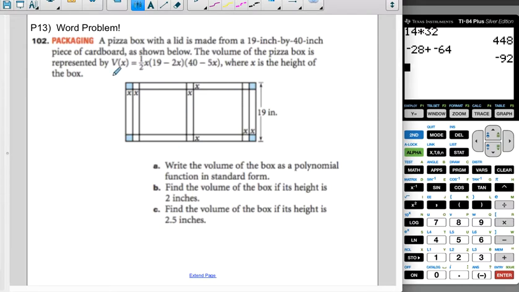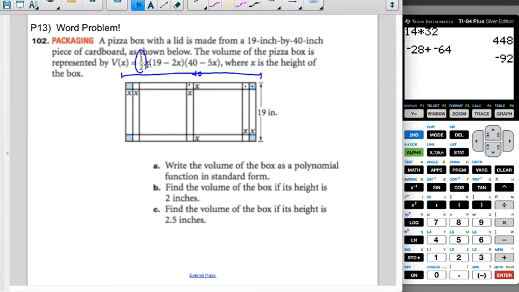The volume of the box is represented by 1/2 x times (19 minus 2x) times (40 minus 5x), where x is the height of the box. And you can see, this is 40, right? But you're taking out 1, 2, 3, 4, 5 x's. That's why it's 40 minus 5x.